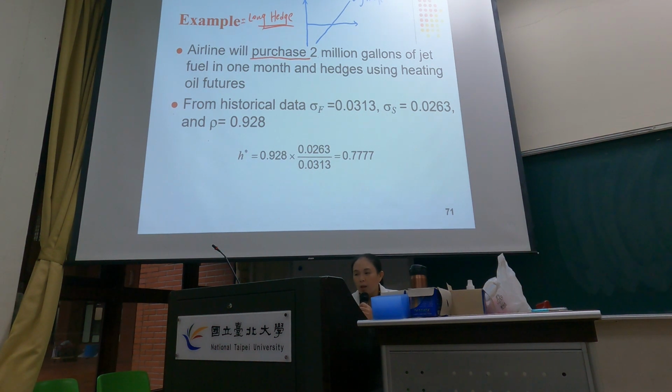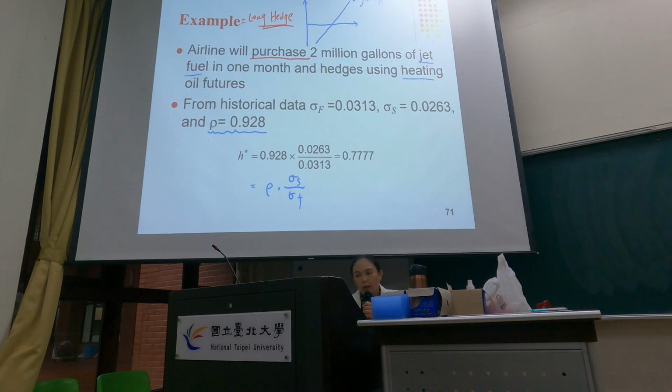So purchase 2 million gallons of jet fuel in 1 month and hedge using heating oil. You see, they are hedging the jet fuel with the heating oil. Obviously, they are not the same, so you have to use the correlation to adjust. The correlation between the two is 0.928. Hedge ratio equals rho times sigma S over sigma F, right? Here sigma F is 0.0313, and sigma S is 0.0262. So you adjust that, and it equals 0.777.